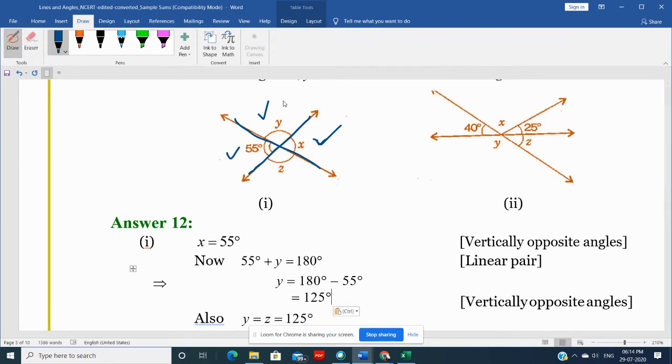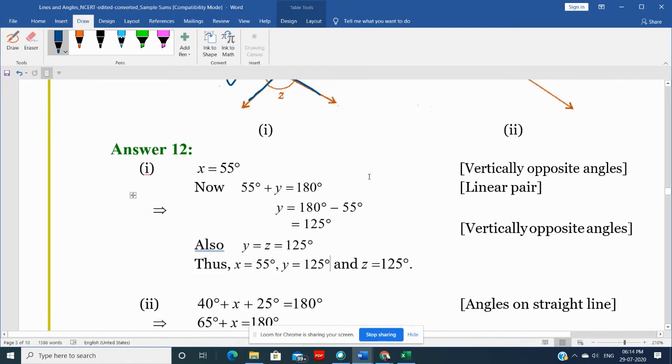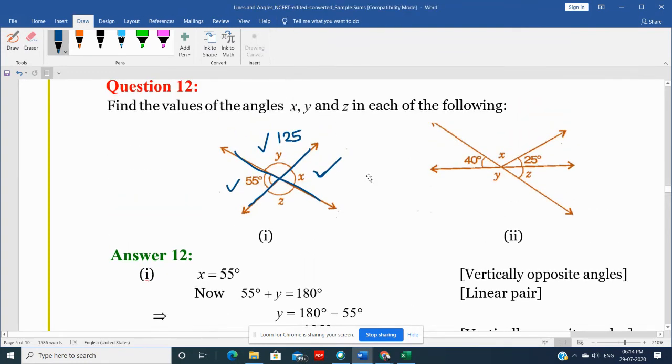Now again, it's easy that if y is 125, then z being a vertically opposite angle, it has to be 125, right? And that's what you have to write down, okay? So you will write down that y is equal to z, and they both are 125, the reason being vertically opposite angle, all right? Now, coming to the next figure, here 40, x, y, 25 and z.